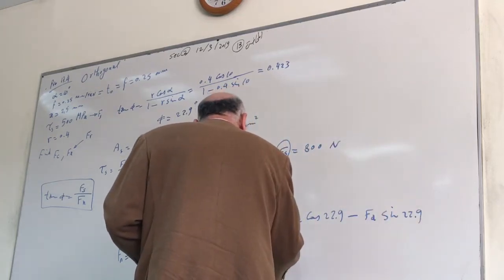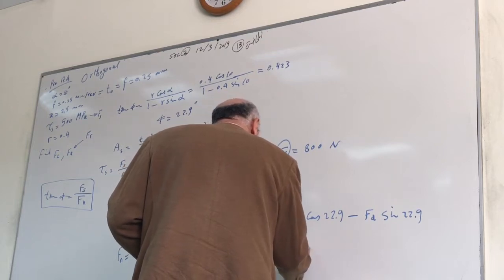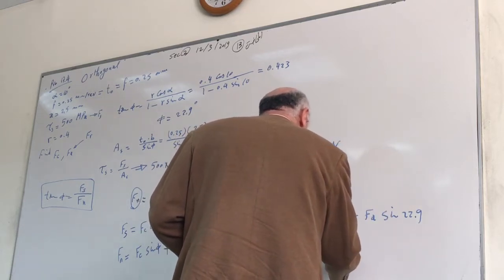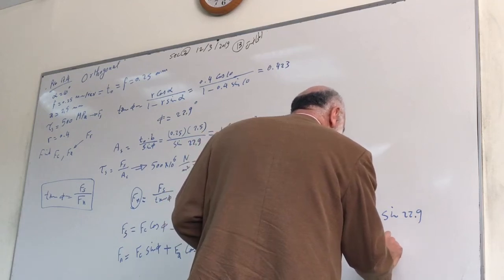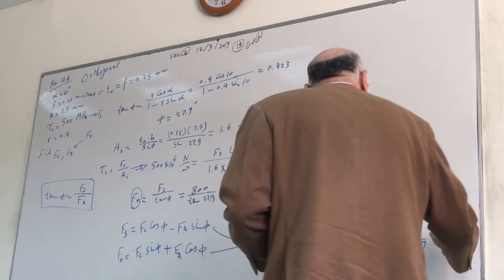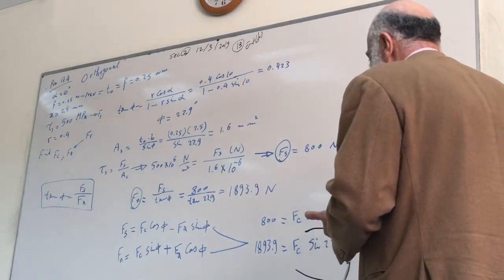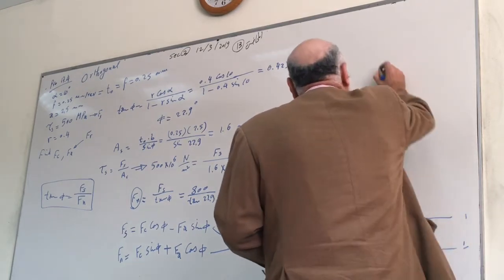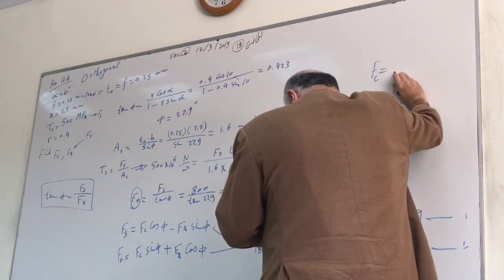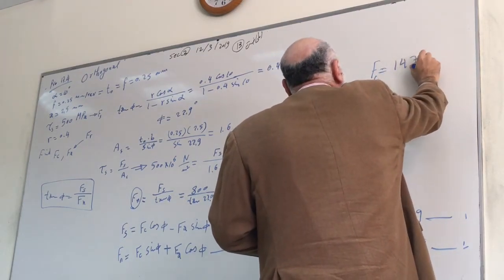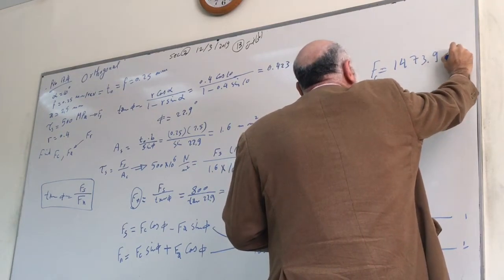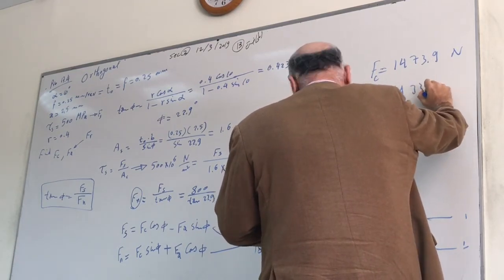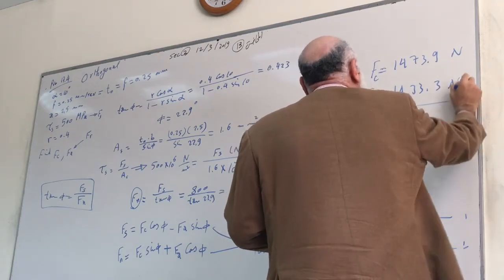The other one: 1893.9 equal Fc, the first unknown, sine 22.9 plus Fa cosine 22.9. Solving equations 1 and 2, I can get the values of Fc and Fn. Is it clear to us? Fc will equal the final result 1473.9 Newton, and Fa, the lower feed force, 1433.3 Newton. This is the answer.